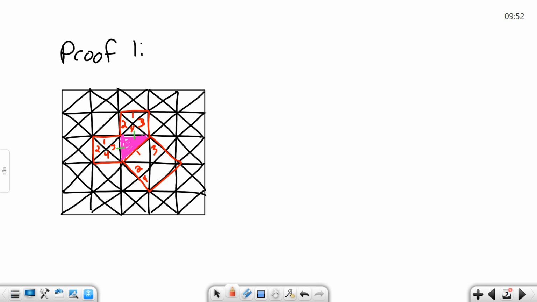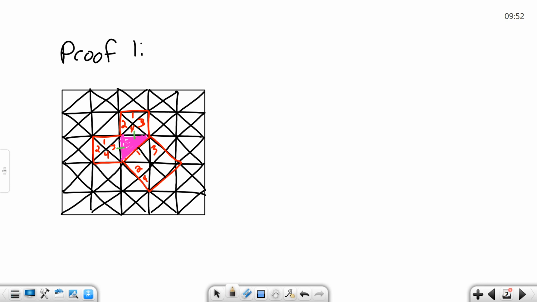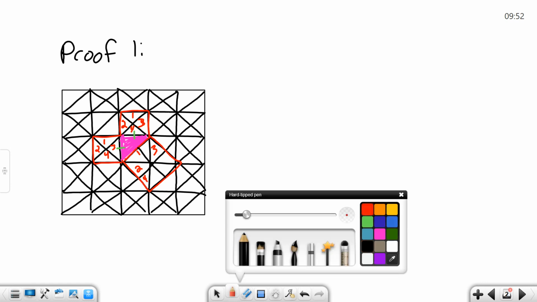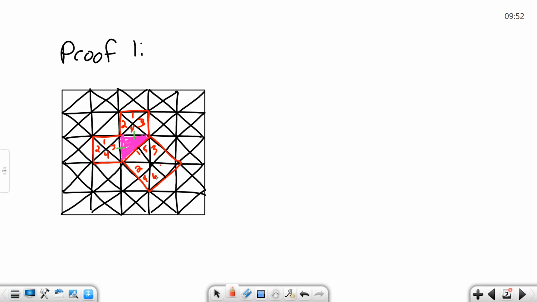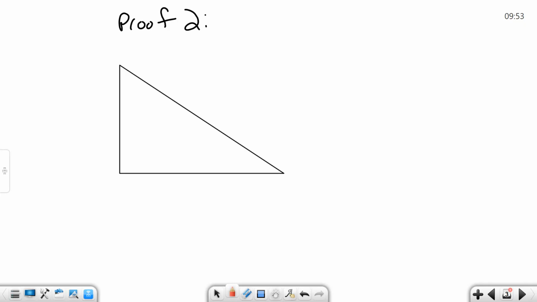Hold on. I forgot to add in a diagonal line. There we go. 5, 6, 7, 8. Okay. There's 8 total triangles here. So the little square with 4 plus the other little square with 4 is equal to our bigger one with 8. In this one, we're going to look at a right triangle with the following leg lengths: 3 and 4.